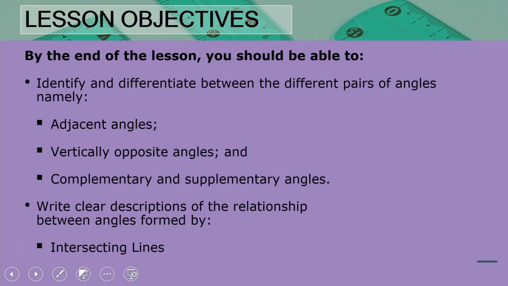So by the end of this lesson, you should be able to identify and differentiate between the different pairs of angles, namely adjacent angles, vertically opposite angles, and complementary and supplementary angles. You should also be able to write clear descriptions of the relationship between angles formed by intersecting lines.